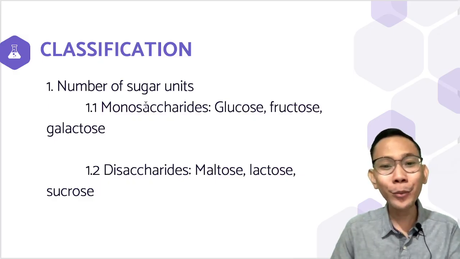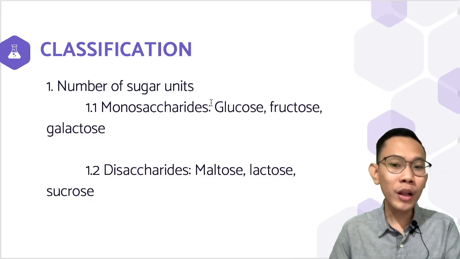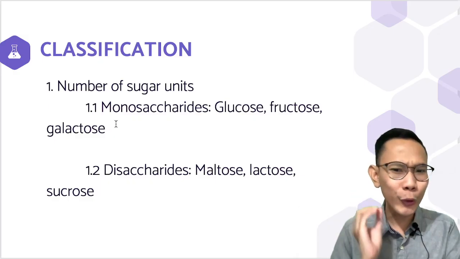Of course, that's why it's called mono, because there's only one sugar unit. Examples are glucose, fructose, and galactose. That's it. We all know about that.